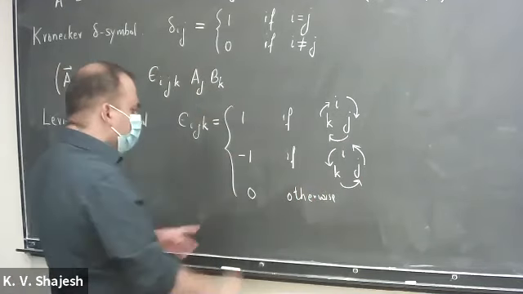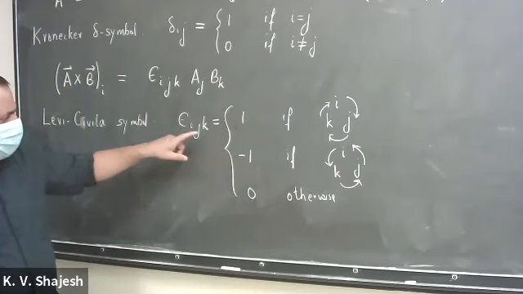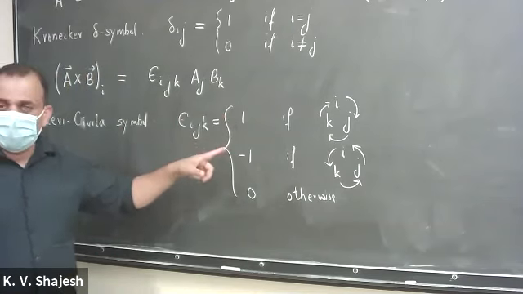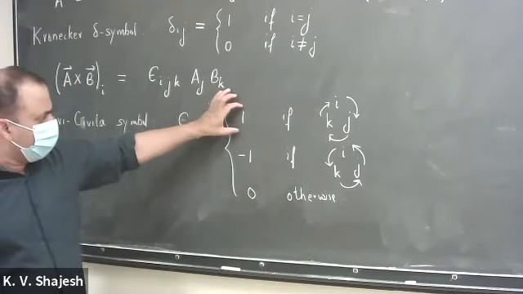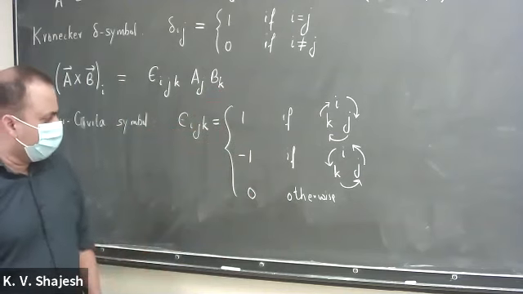And it's good to recognize how many components there are. There are actually 3 into 3 into 3, 27 components. And how many of them are 1? How many of them are -1? How many of them are 0?